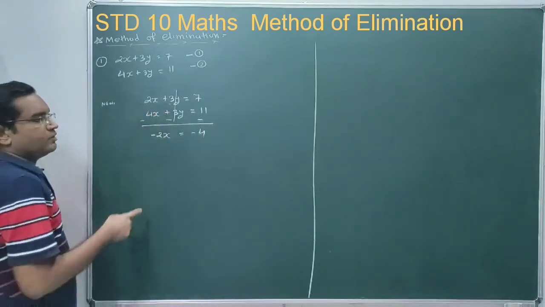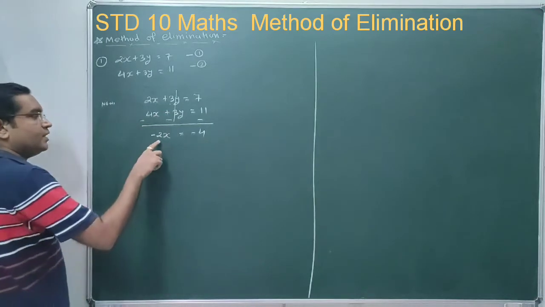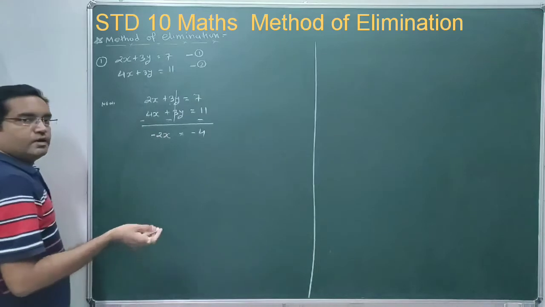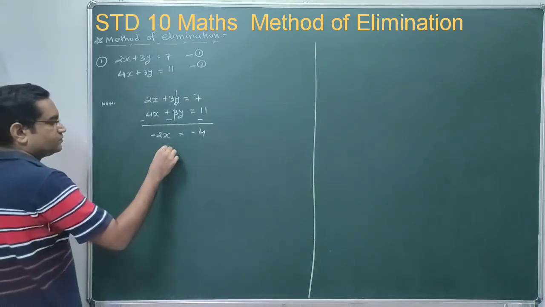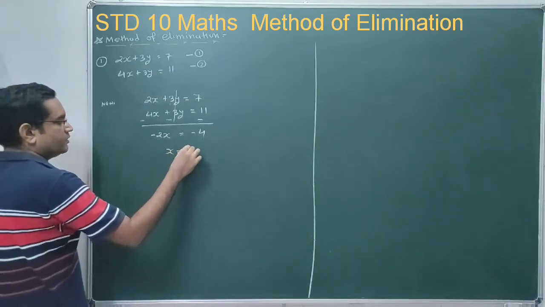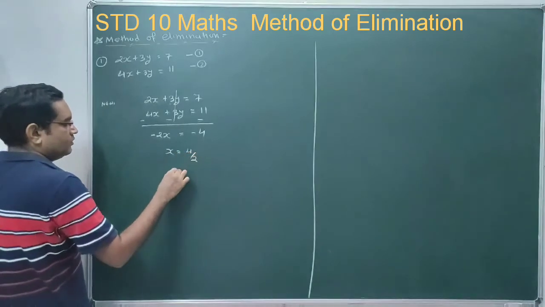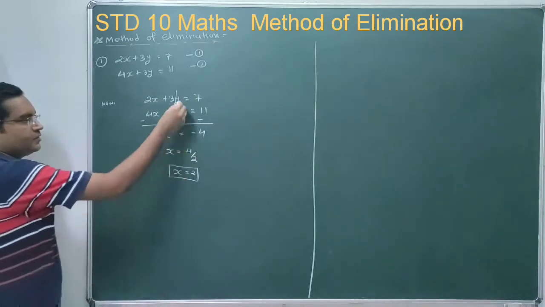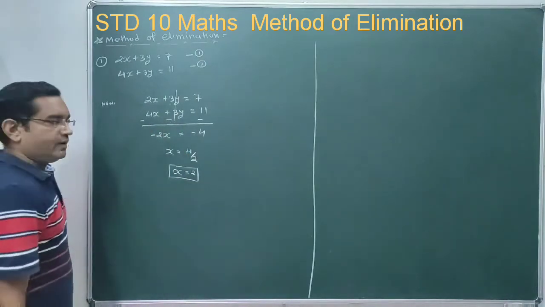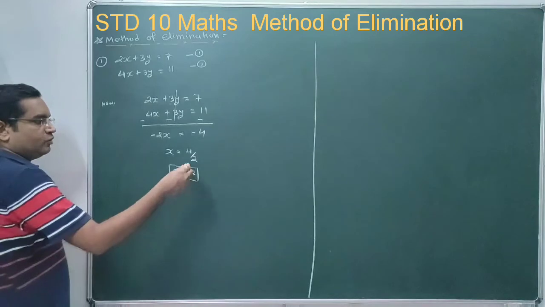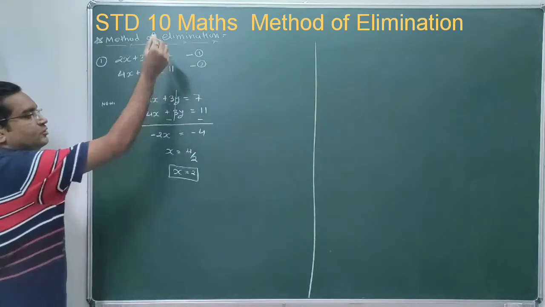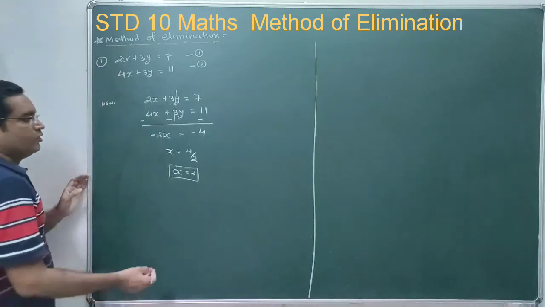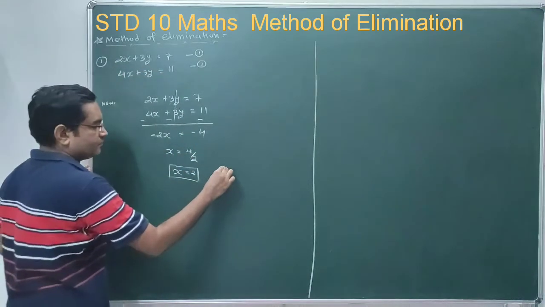So after the elimination of one variable, we get a linear equation in one variable, which is very easy to solve. The solution of this equation is 4 by 2, so x equals 2. By eliminating y, we get the value of x. Then in the next step, you put the value of this variable in either of the equations. Put x equal to 2 in equation 1 or equation 2, and you will get the value of y.